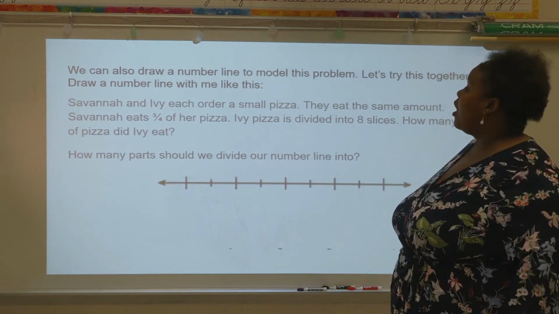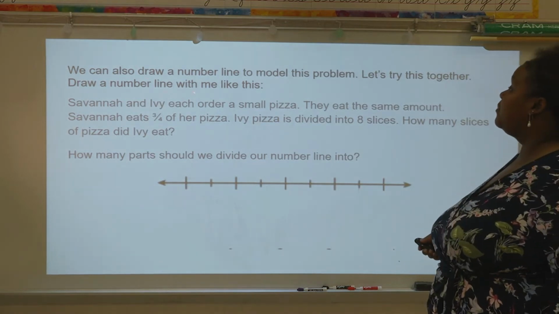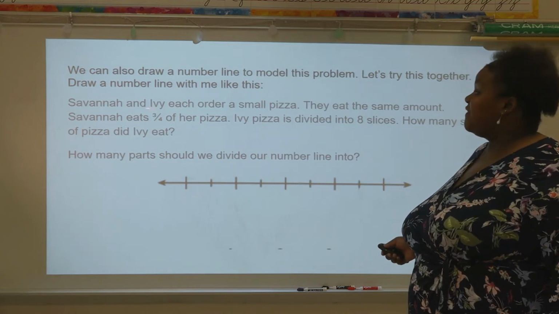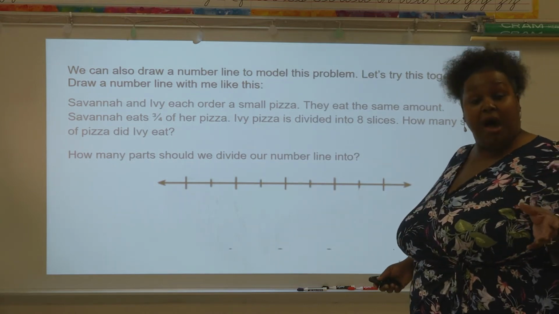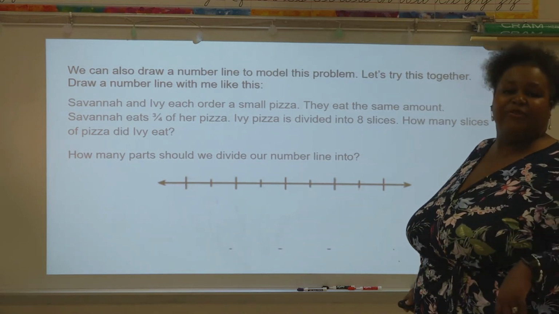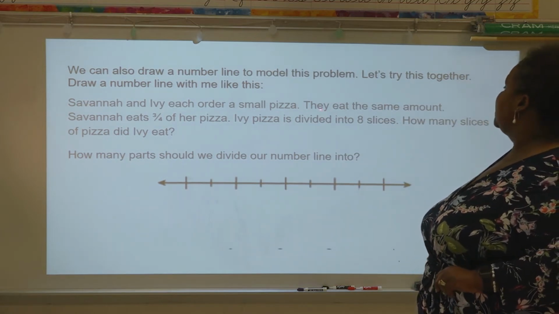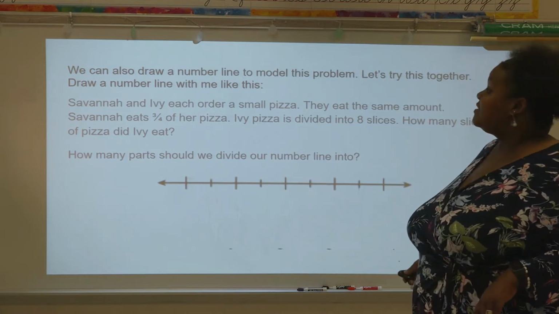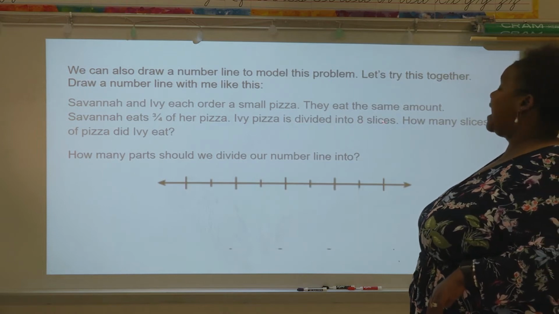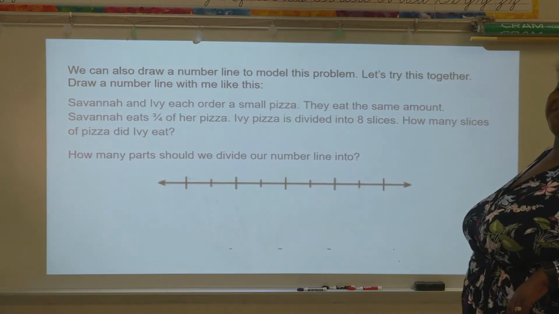We can also draw a number line to model this problem. Let's try this together. Draw a number line with me like this. This goes to the Savannah and Ivy pizza. We used models. Now I want us to practice with a number line. I'll read it again. Feel free to read with me. Savannah and Ivy each order a small pizza. They eat the same amount. Savannah eats 3/4 of her pizza. Ivy's pizza is divided into 8 slices. How many slices of pizza did Ivy eat?